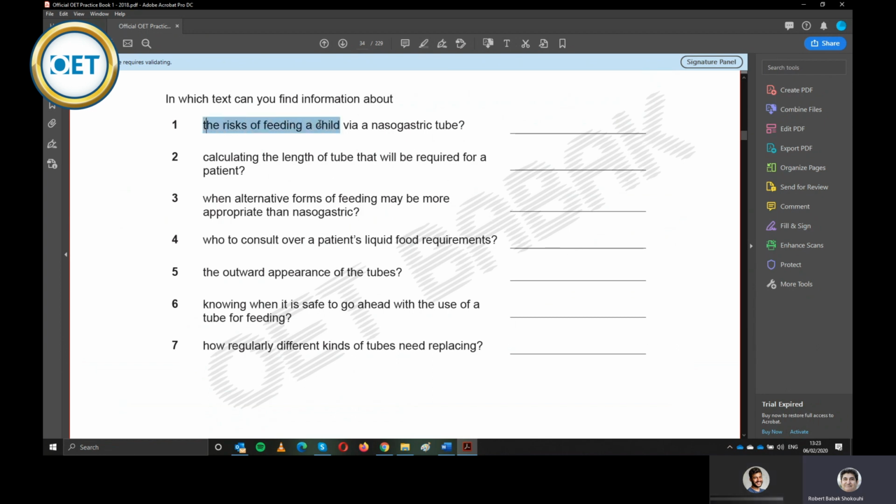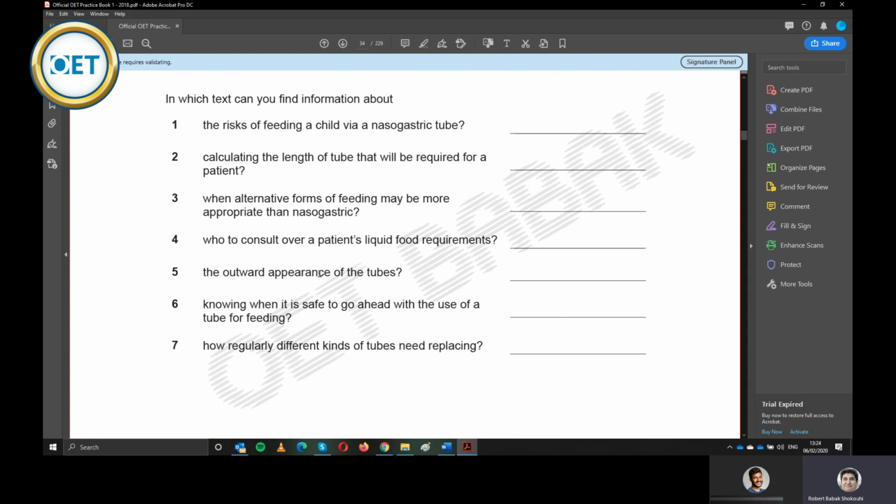For example, the risks of feeding a child. Well, we saw that it was issues, so it is A. Calculating the length of tube, we saw that it was B. Alternative forms of feeding, we don't know, but later we could see that it was in D. Who could consult over a patient's liquid food requirements? That was D, but maybe we don't know at first.